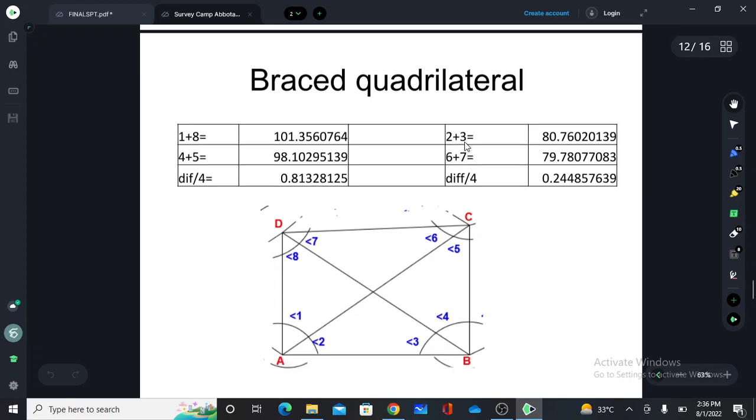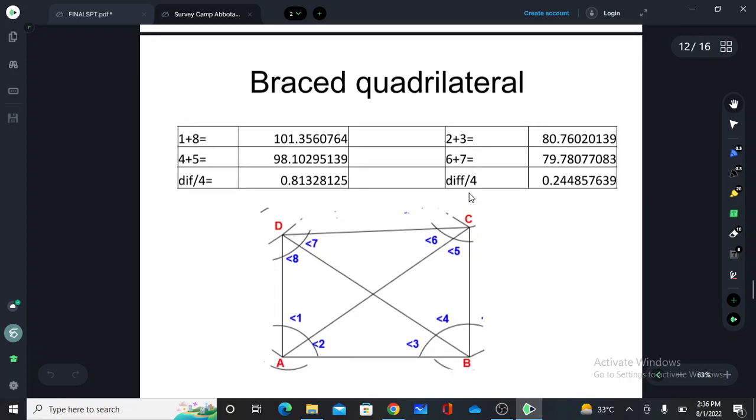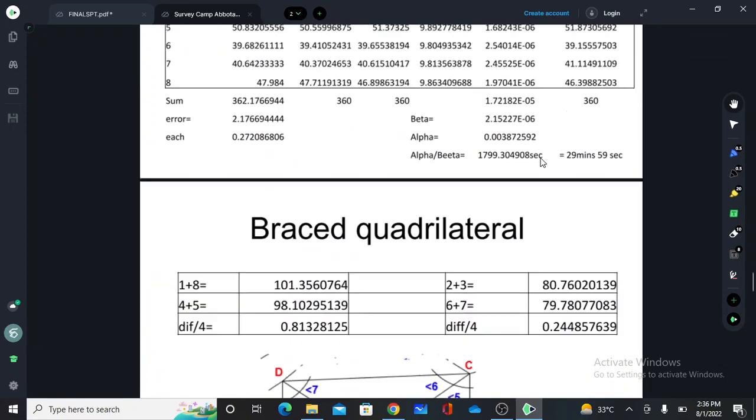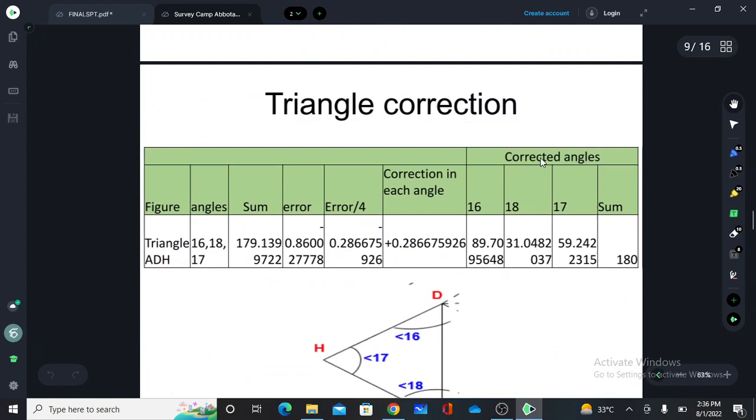Similar rules apply to 2 plus 3 and 6 plus 7. Find out the difference and then divide it by 4. For the angles that are giving you a lesser value, add corrections, and for the angles that are giving you more value, we subtract. So this was the brace quadrilateral adjustment. These were the figure adjustments that we need to do.